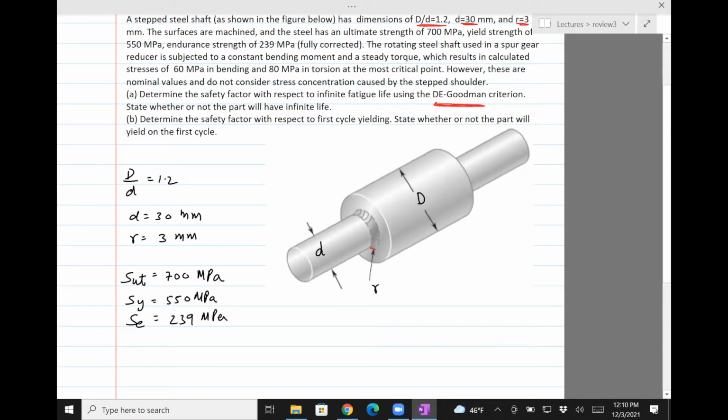So you don't need to compute the corrections by finding Ka, Kb, and so on, because you're given that it's fully corrected. The rotating shaft used in the spur gear reducer is subject to constant bending moment and steady torque, which results in a calculated stress of 60 MPa in bending and 80 MPa in torsion.